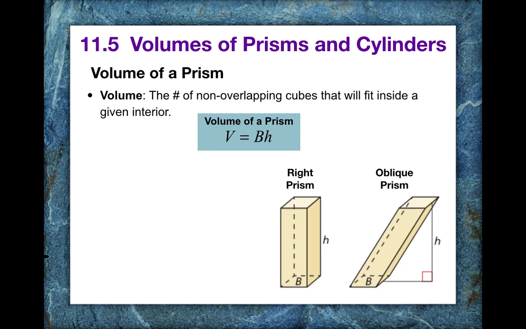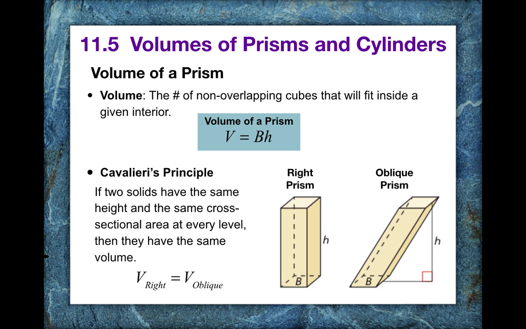The volume of a prism is simply the area of the base, so the area of the base is down here, times the height of the prism. It doesn't matter whether it's a right prism, which means that the sides are all rectangles, or if the sides are parallelograms. It doesn't really matter. This volume is the same. So the volume of these two prisms are going to be exactly the same.